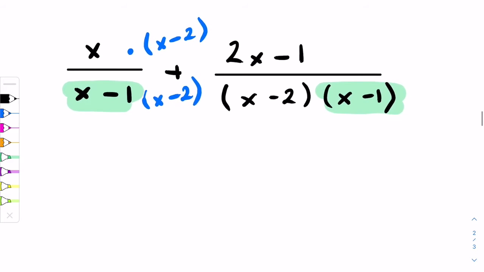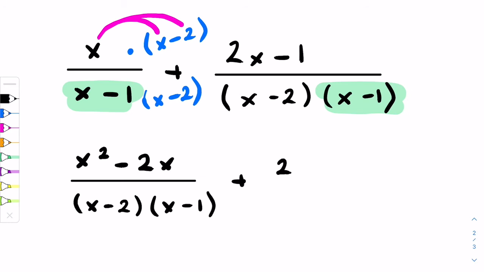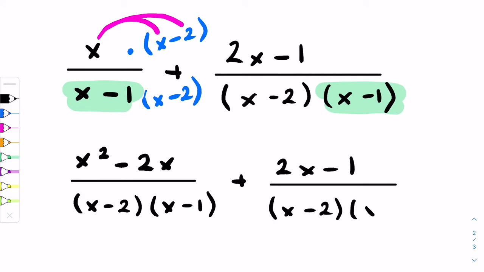Also, recall that the directions tell you to leave your numerator in standard form. So right now, in order to leave this in standard form, I need to distribute throughout my numerator. My numerator becomes x squared minus 2x. My denominator can stay in factored form, and I now have x minus 2 times x minus 1. I am adding 2x minus 1 divided by x minus 2 times x minus 1.